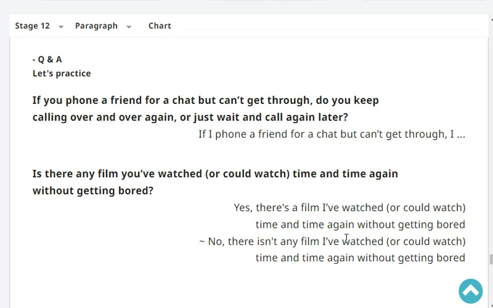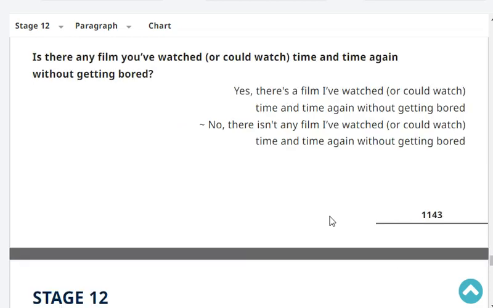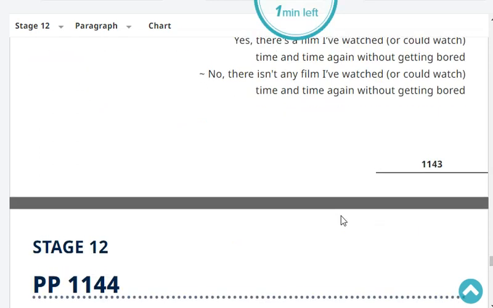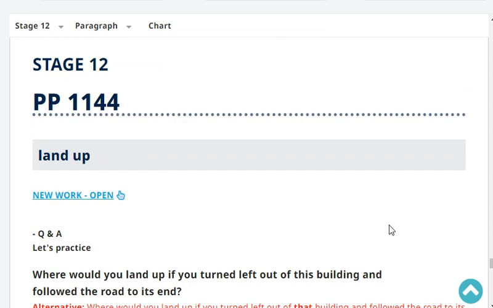Is there any film you've watched time and time again without getting bored? Yes or no? Yes, there's a film I've watched time and time again without getting bored. Very good.